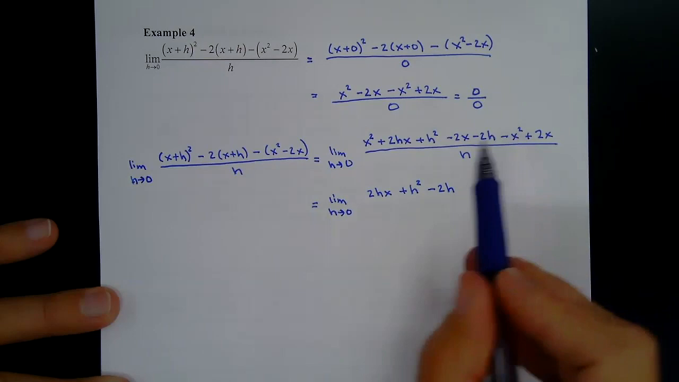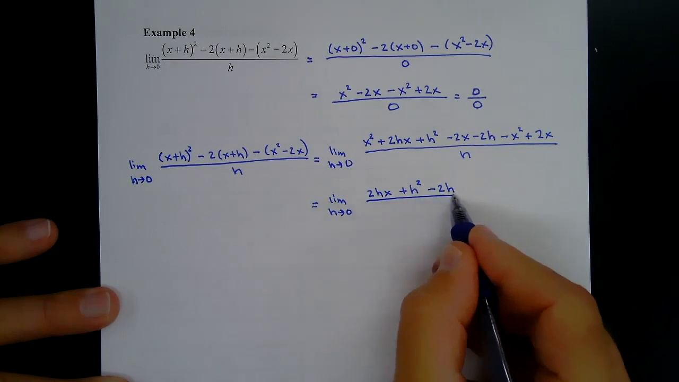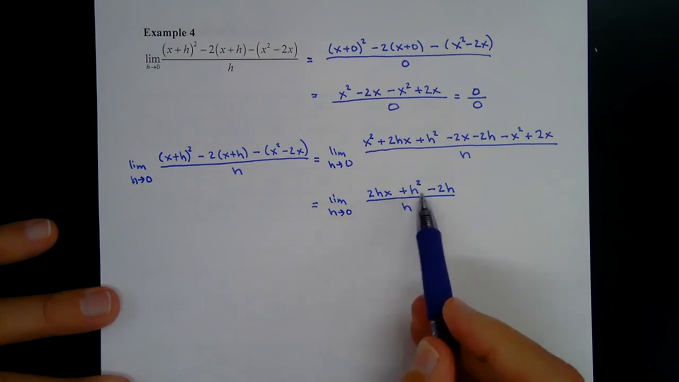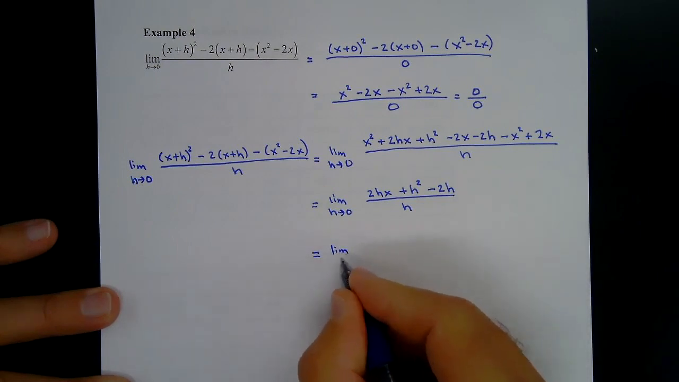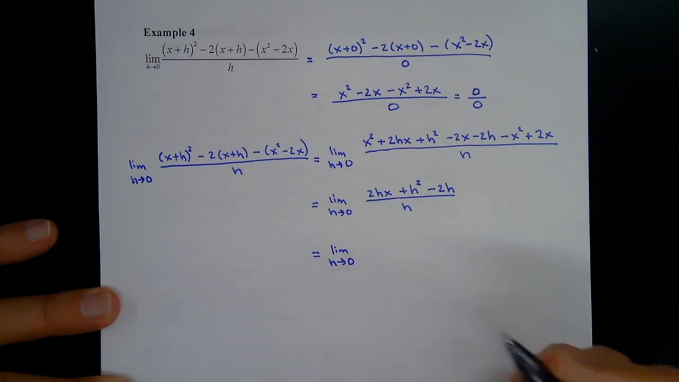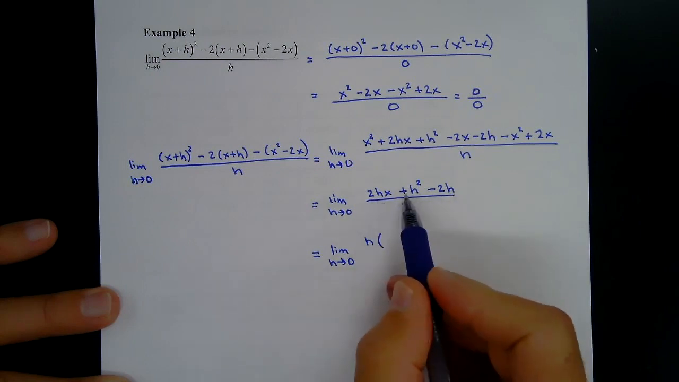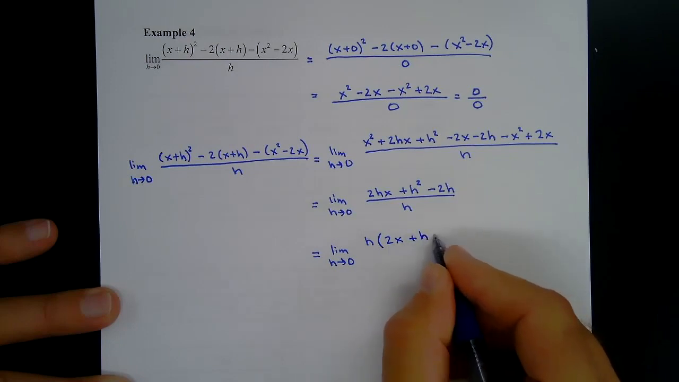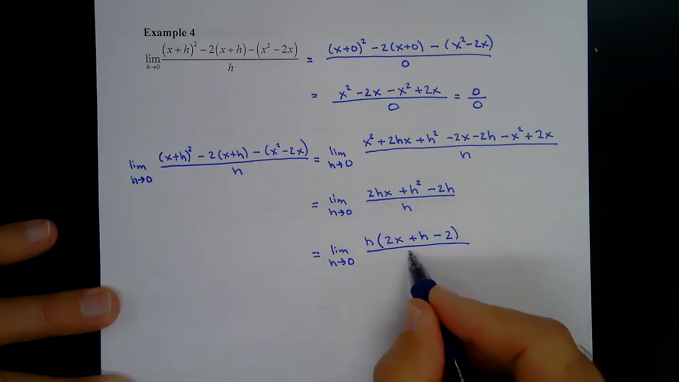And we already got rid of the x squared because it canceled with this one, and we got rid of this 2x because it canceled with this one. Okay, so then all over h. All right, all of these terms in the numerator have an h in common. So we could actually factor that out. So this is equivalent to the limit as h approaches 0 of h times, and because they all have h in common, we could factor out, so we have 2x plus h minus 2. That's just greatest common factor, all over h.